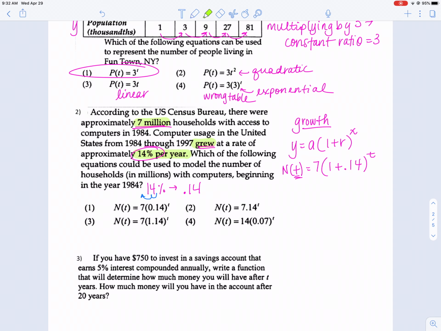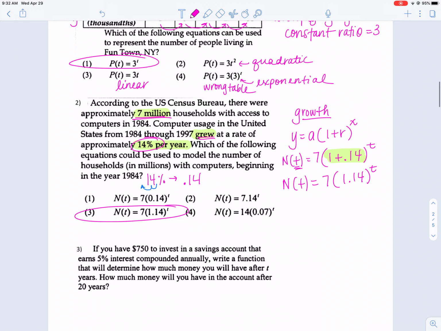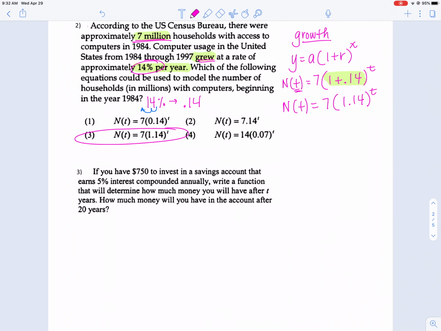But is there anything you could do to that to simplify it? Yeah, you could simplify inside those parentheses. N of t equals 7 times 1.14 to the t. 1 plus 0.14 is 1.14. And there's your answer, choice 3. As easy as that. These are going to be very easy. You're going to see exactly what you want to do. Okay? So let's take another one. Look at number 3. Let's say you have $750 to invest in a savings account and it earns 5% interest compounded annually.